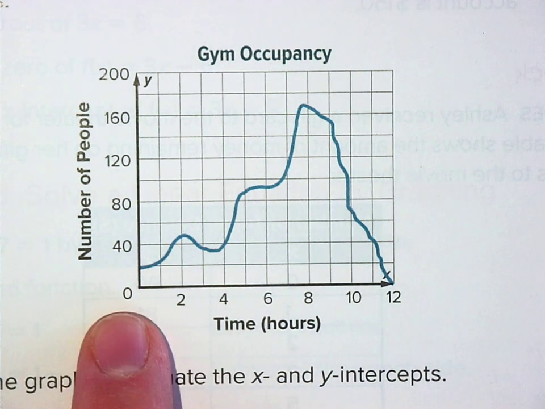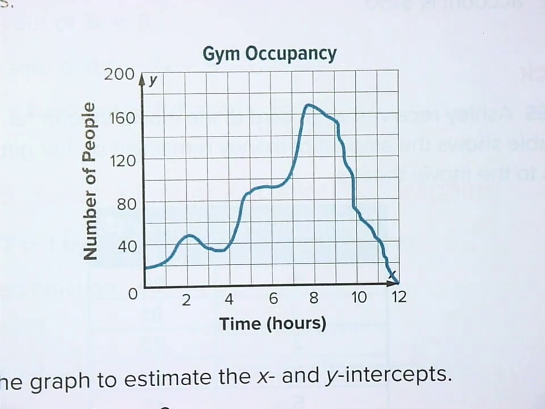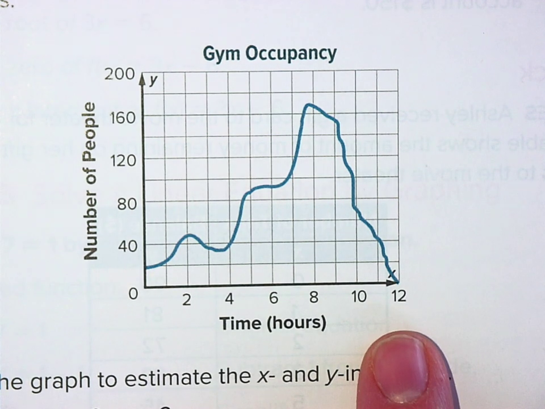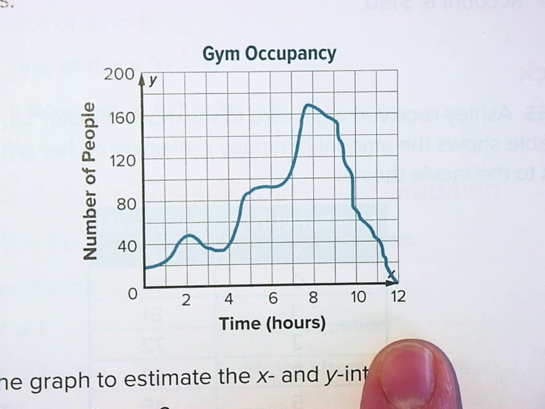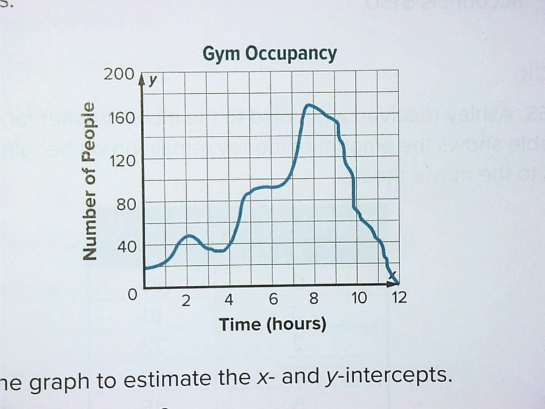Right. So when the gym opened, it looked like there were 20 people already ready to go in, right? All right. What about the other one? And what time did the gym close? After 12 hours. There were 0 people in the gym at 12 hours. Beautiful job. Emily, what would you like for prize?